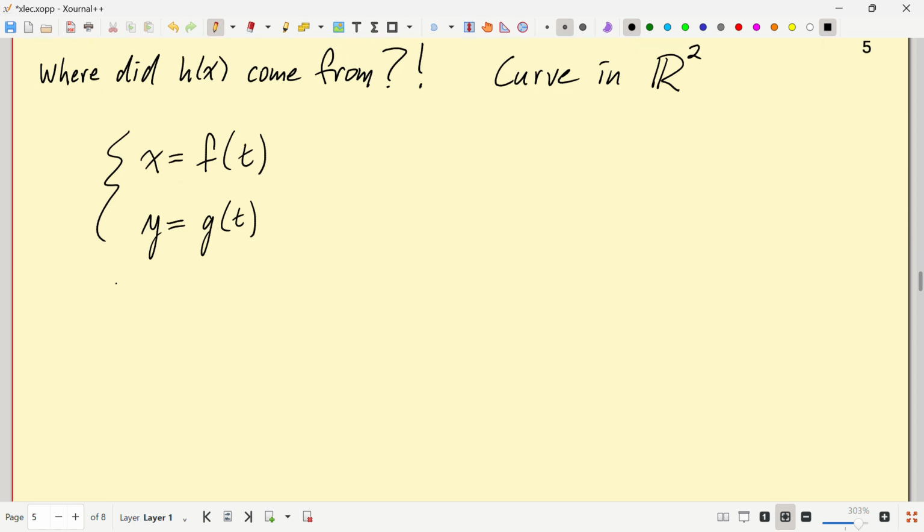Then that's in R2, and it's going to start at f of a, g of a, and go to f of b, g of b. And let me make a line between those two. The slope of that line is the quotient we're interested in. And so what might this curve look like?